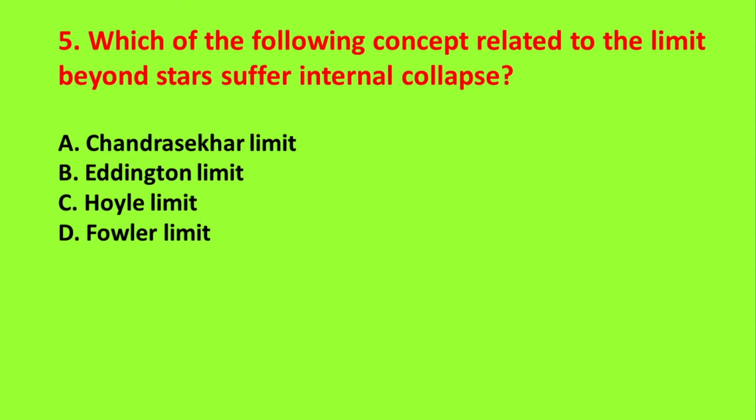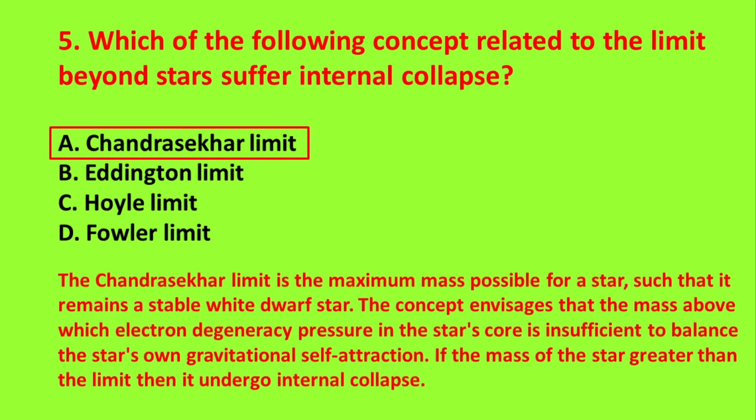Question number 5. Which of the following concepts is related to the limit beyond which stars suffer internal collapse? A. Chandrasekhar limit, B. Eddington limit, C. Hoyle limit, D. Floor limit. The correct option is option A, Chandrasekhar limit. And for your kind information, the Chandrasekhar limit is the maximum mass possible for a star, such that it remains a stable white dwarf star.